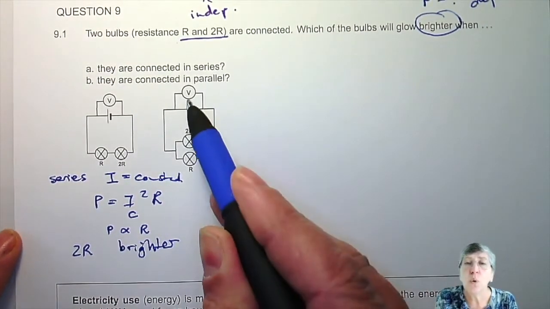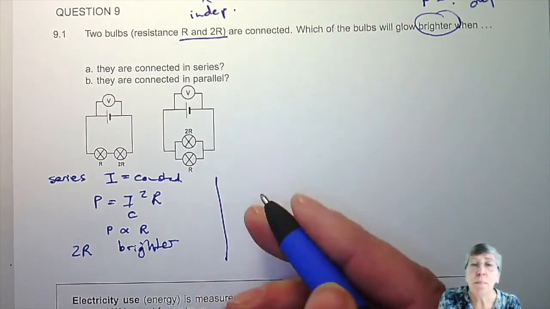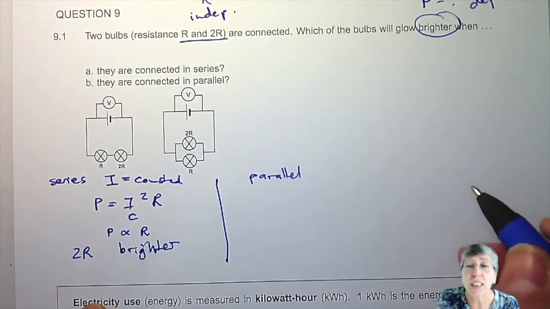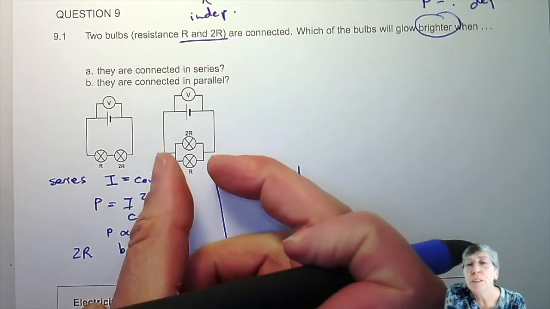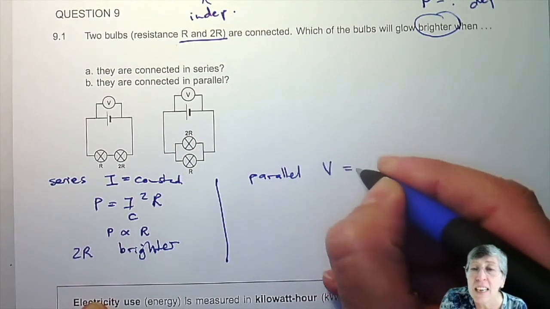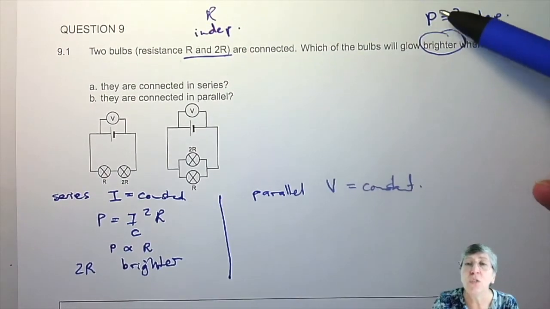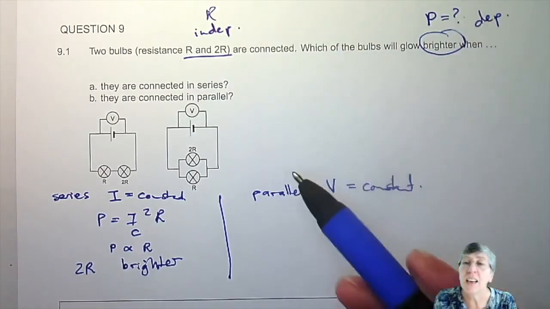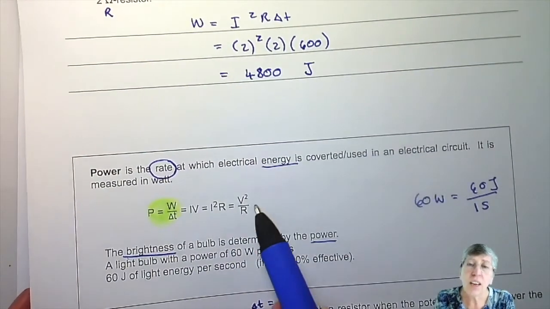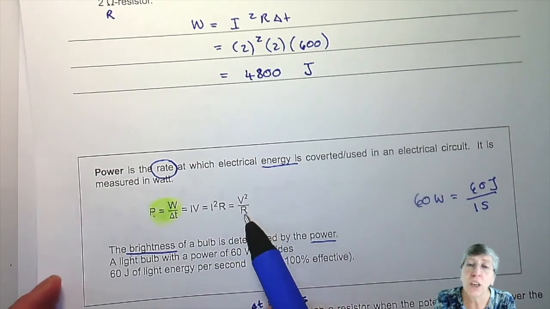Right, but then we also have to do the same thing when they are connected in parallel. Now in parallel, what will be the constant? Now if they're in parallel, remember the potential difference over the top and the bottom is the same. So for them, V is my constant. So now I need an equation with my dependent and independent and V, because I know V is a constant. So if I look at all the available equations, I'm going to use P equals V squared over R.